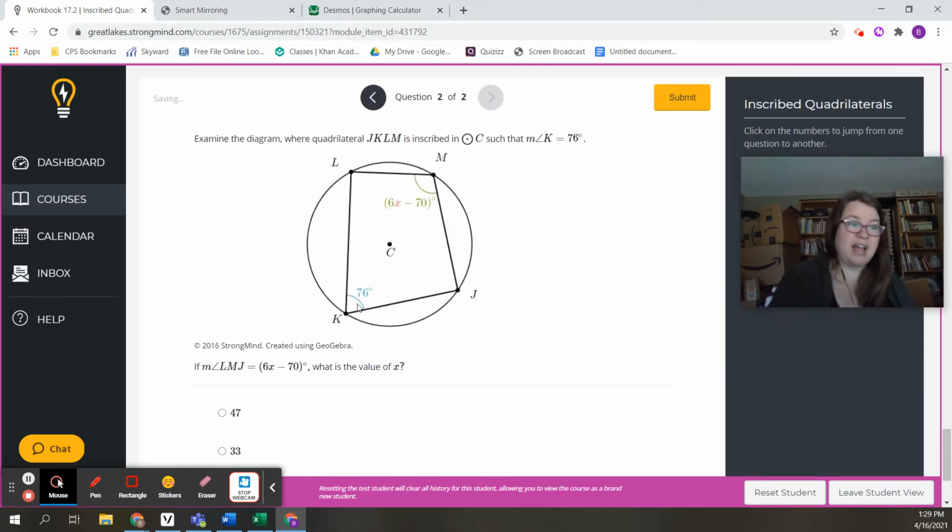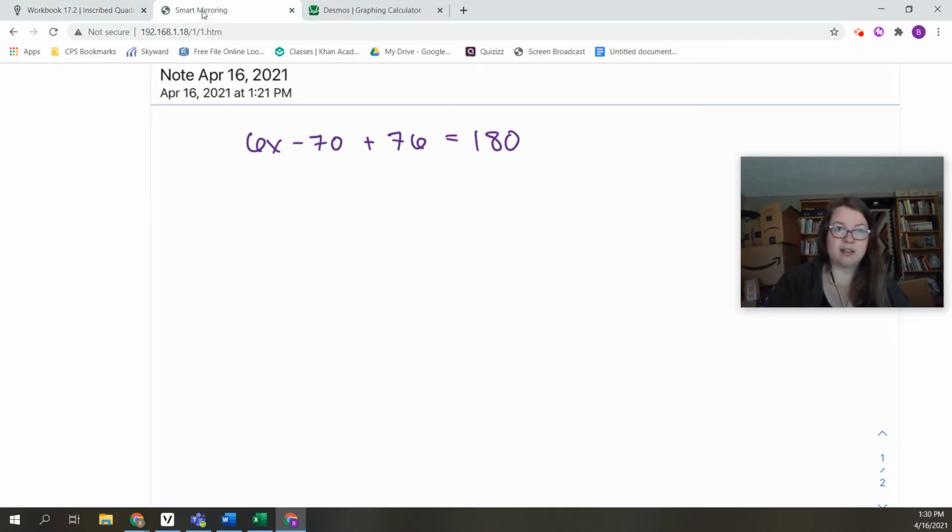This one you're going to have to use algebra on, which is totally fine. So I'm going to write these things down. I know that 6x minus 70, the first angle, plus the next one, 76, have to add up to 180 degrees. So I'm going to write this down like this. We're going to combine these like terms right here. So we'd still have 6x, but then negative 70 plus 76 would leave us with just 6, equals 180.